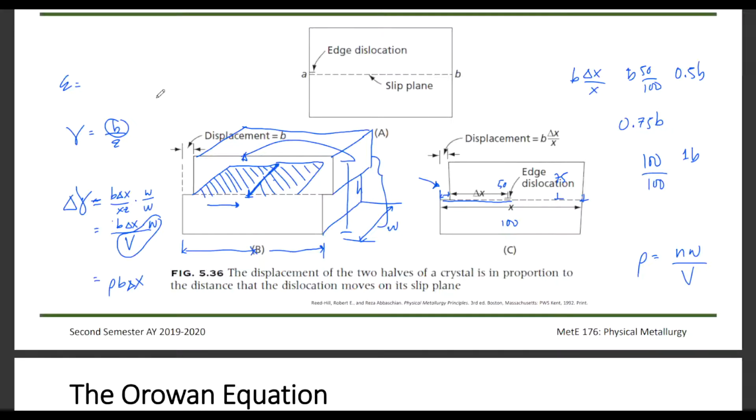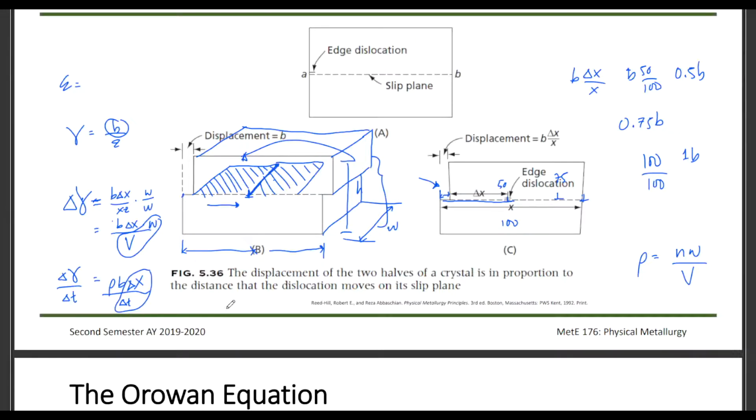Pero hindi pa siya yung dislocation density na we are all familiar with, no? Or hindi pa siya yung Orowan's equation na we are all familiar with. This is still delta X. So if we divide it by time, so kunwari, if we take the time for this dislocation, this dislocation is moving from this point to whatever delta x it ends up with. So if we divide it by time, then we do delta x over delta time. Then we can say na this is just the velocity, tama, of the dislocation.